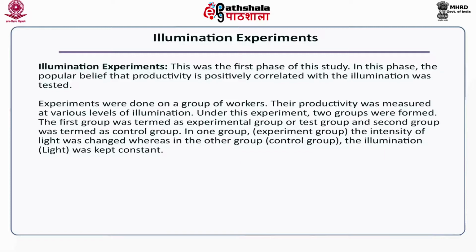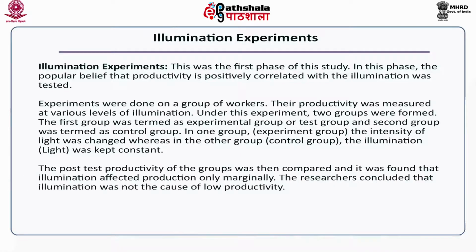Under this experiment, two groups were formed. The first group was termed the experimental group or test group, and the second group was termed the control group. In the experimental group, the intensity of light was changed, whereas in the control group, the illumination was kept constant. The post-test productivity of the groups was then compared, and it was found that illumination affected production only marginally.